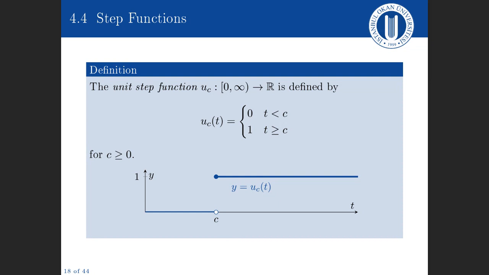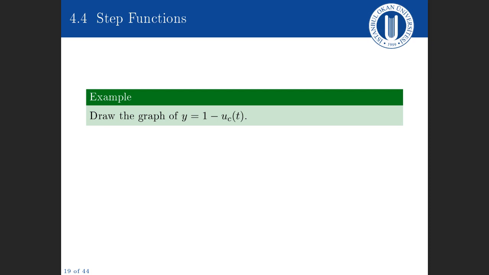For the rest of today's lesson, we're going to be using this function. So memorize this graph, memorize this idea. First, it's equal to 0 until we get to c, and then it goes up and it's equal to 1. Draw the graph of y equals 1 minus u_c of t. Oh, here it is. First it's 1, and then it goes down to 0. Because 1 minus 0 is 1, and 1 minus 1 is 0.